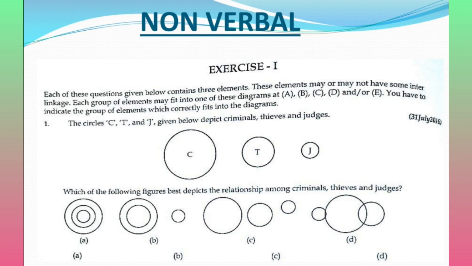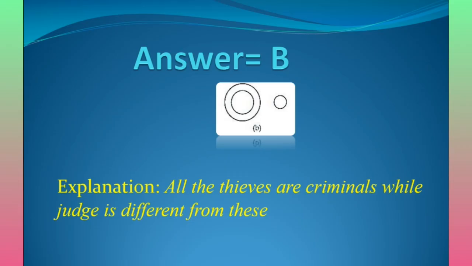Here's the question: the circles C, D, and J given below depict criminal, thieves, and judge. Which of the following figures best depicts the relationship among the criminal, thief, and judge? The correct answer for this is option B. Explanation: all the thieves are criminals, while the judge is different from this. I hope you got the point.